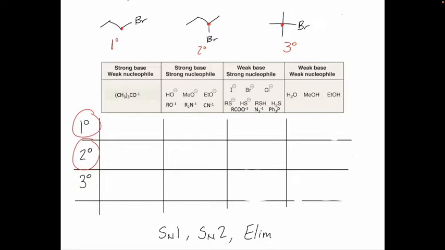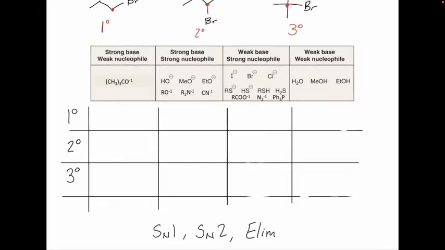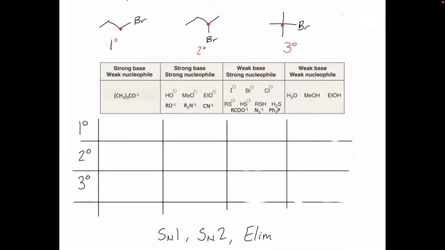Right? And so for each one of them, we could categorize whether, for example, a strong base, weak nucleophile would react with each one of these in an SN1, SN2, or elimination type reaction. Okay? So let's just go through these together here. The two easiest categories here are the weak strongs.